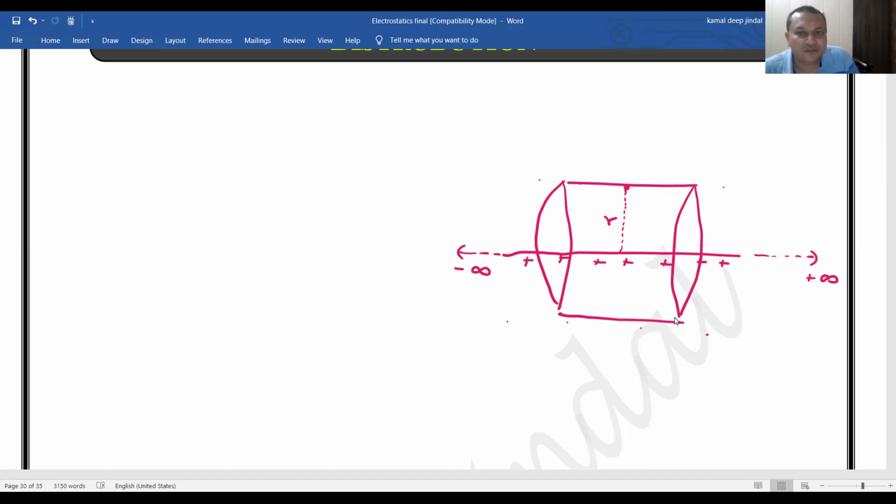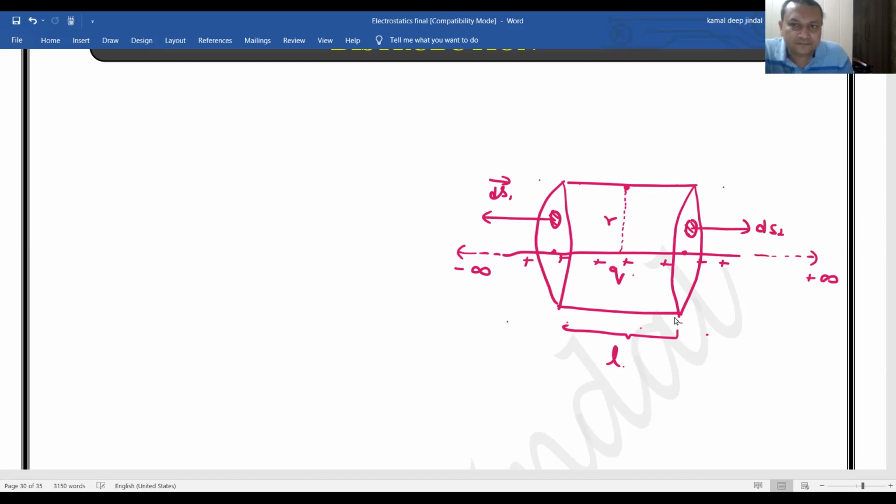Suppose the length of the Gaussian surface is L, and the charge inside the Gaussian surface from this point to this point is Q, right? Now this cylinder is made up of three surfaces. This is surface 1. So I consider a small area element ds1 over here, a small area element ds2 over here, and a third area element over here, that is ds3.